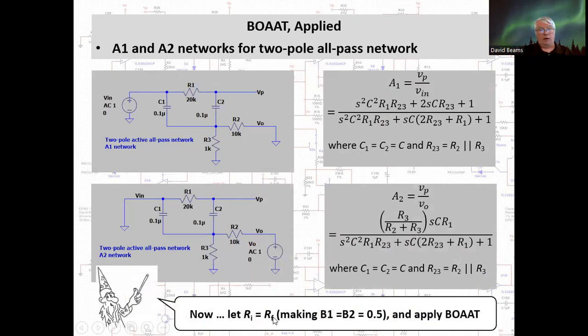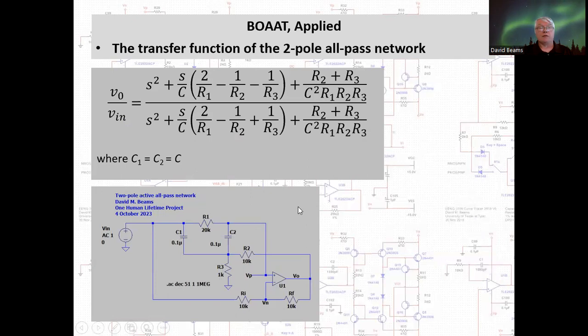And now, again, letting Ri equal RF in the schematic, which makes B1 and B2 1/2. Now let's apply the BOAAT equation. And this is the transfer function we get.